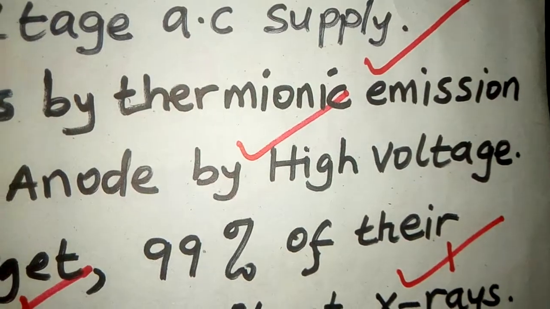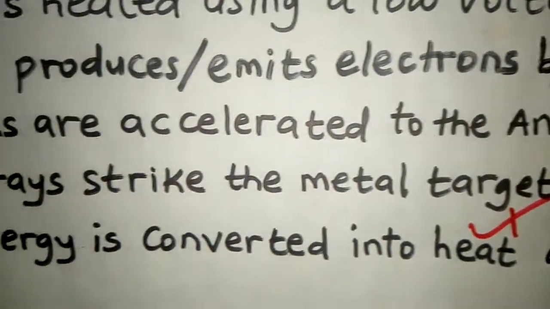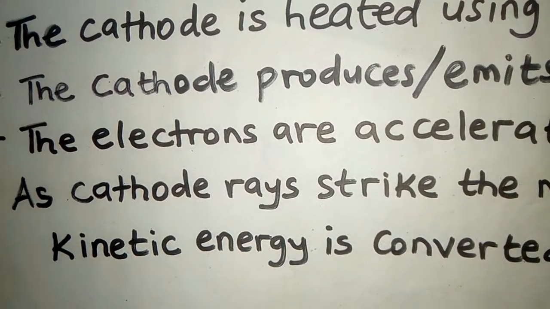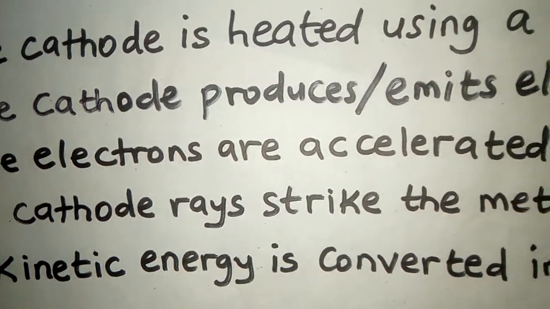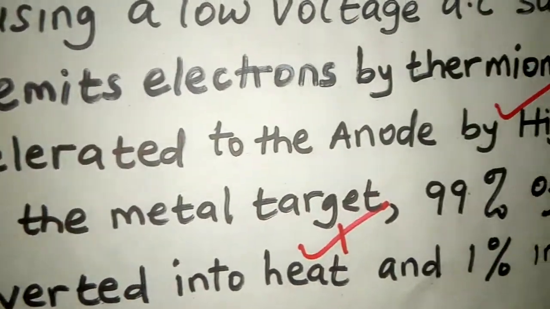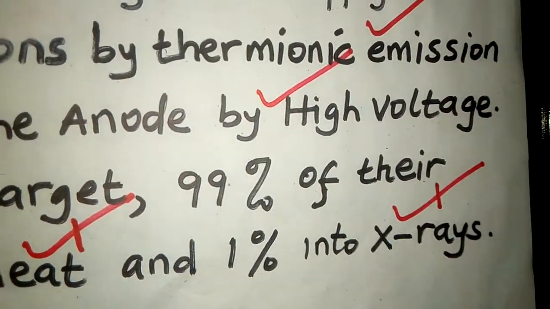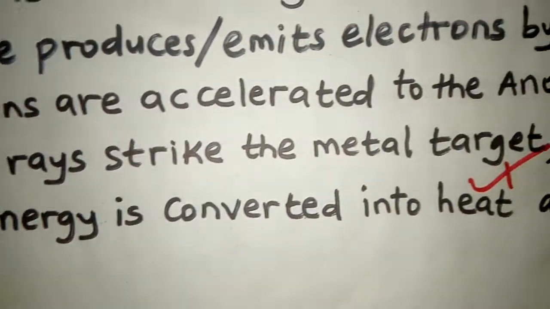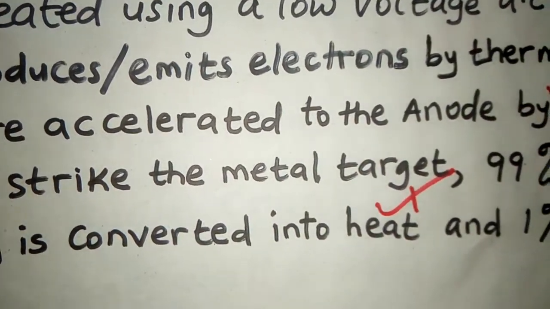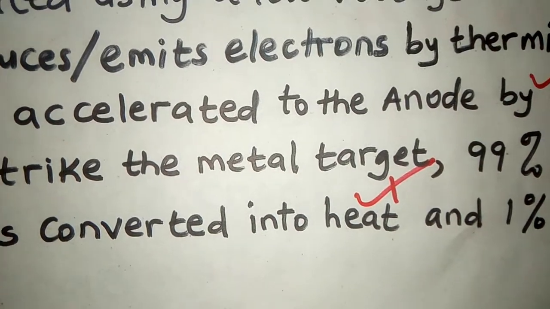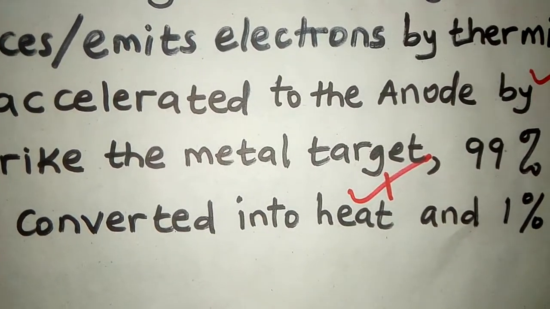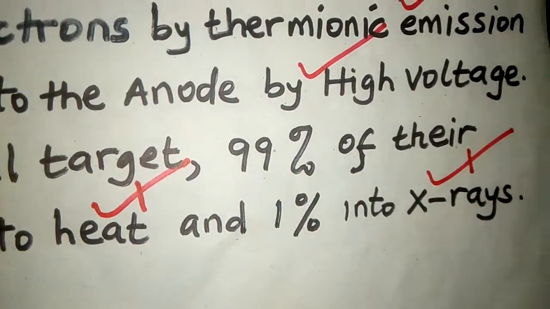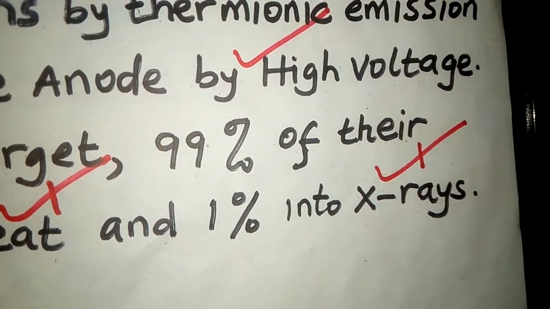By high voltage. Now, as they go towards the anode, as the electrons are moving at a high speed, those are cathode rays. As cathode rays strike the metal target, 99% of their kinetic energy is converted into heat. You see? So the metal target becomes very hot. 99% of the kinetic energy of the electrons turns into what? Heat. And then 1% turns into X-rays.